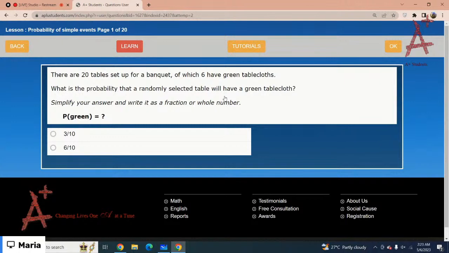It would be 6 over 20. Got it? Because the tables with green tablecloth are 6 and the total are 20. It would be 6 over 20. When you convert the answer in simplified form, it would be 3 over 10. The correct option is 3 over 10.